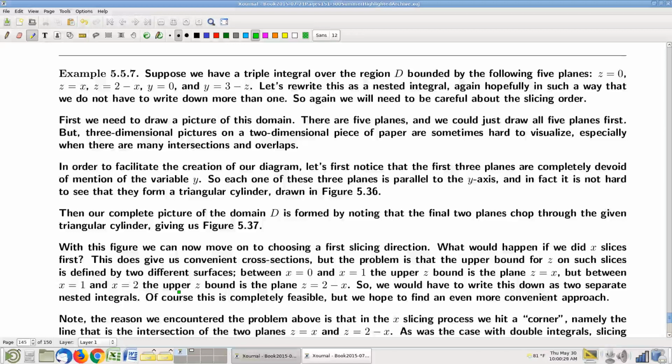Okay, so one more example that I'm going to show you all of triple integrals. We've seen a bunch of examples, different kinds of solids, different points of view on how to do the slicing, and you have to get a feel for this kind of thing. One more example I think will be helpful. So here we have a region that's bounded by 5 given planes: z equals 0, z equals x, z equals 2 minus x, y equals 0, y equals 3 minus z.